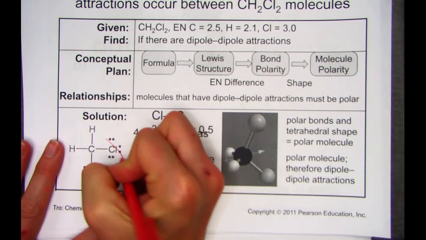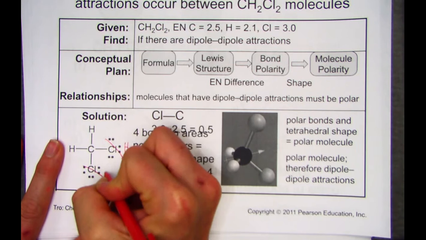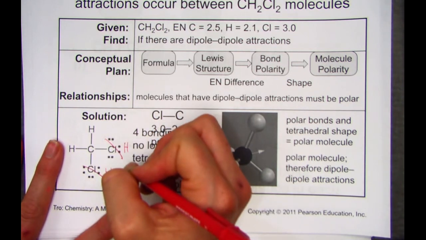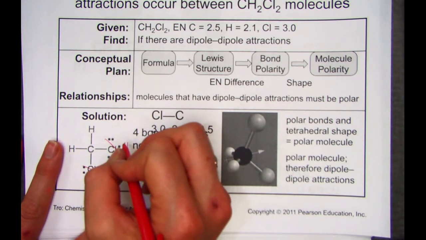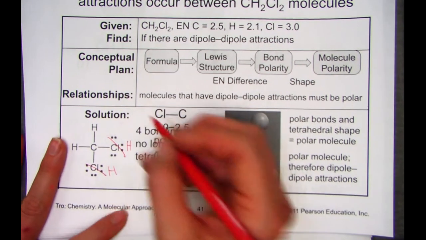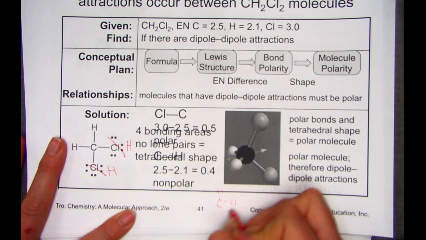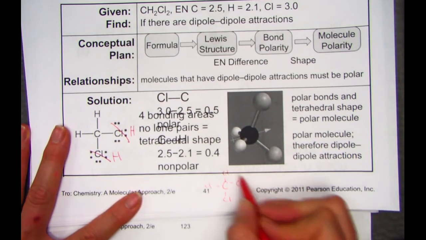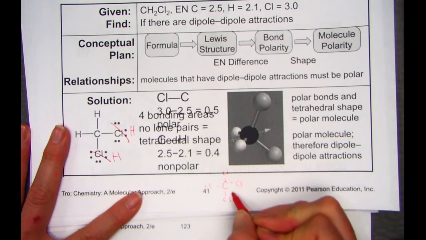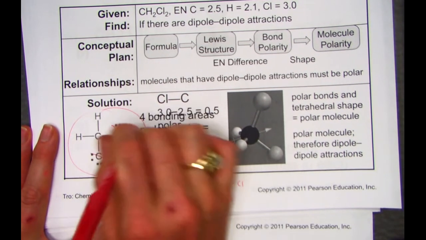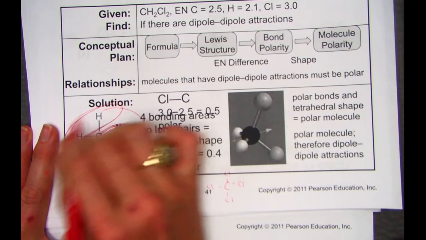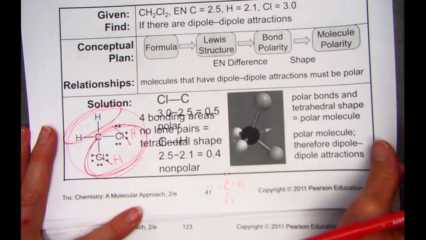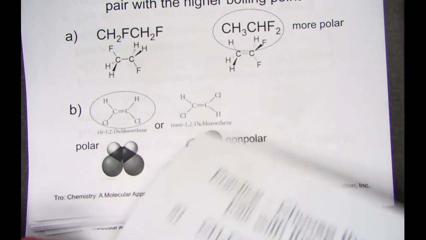If I replace these chlorines with hydrogens, perfectly symmetrical, no dipole-dipole, it's nonpolar. If I did carbon tetrachloride and made all of the bonds going back to carbon chlorines, perfectly symmetrical, it's nonpolar, so no dipole-dipole. But the original picture clearly showed an area of negative and an area of positive, making it a polar molecule, so yes, dipole-dipole.